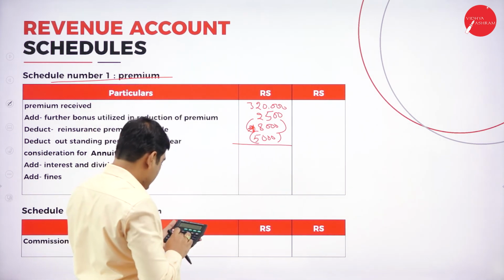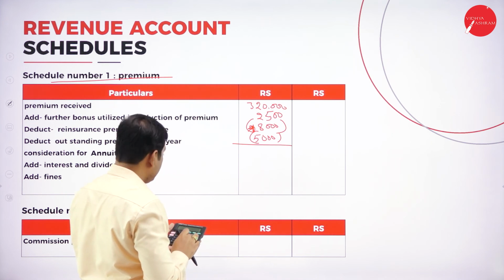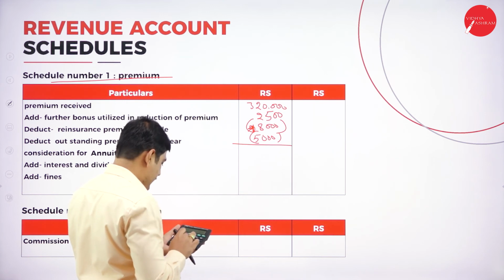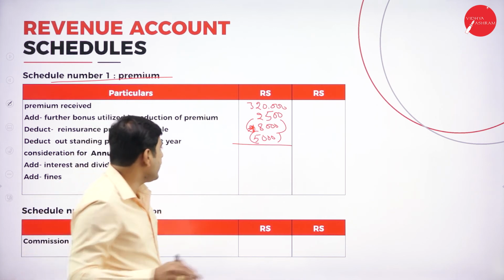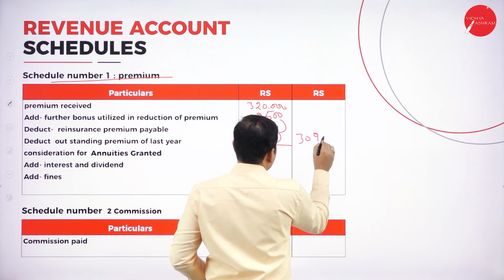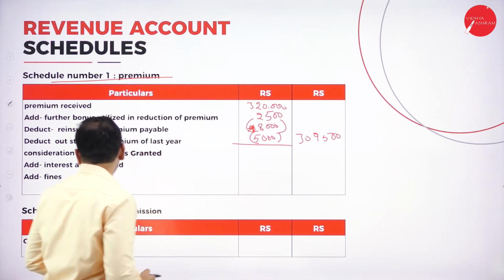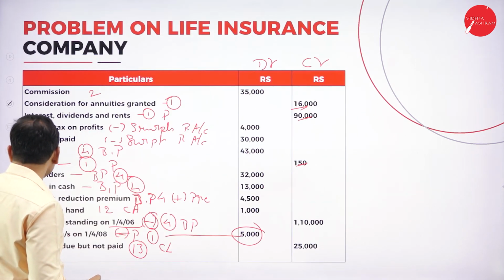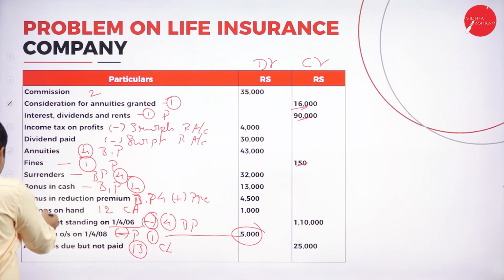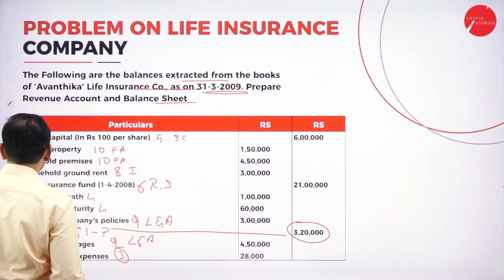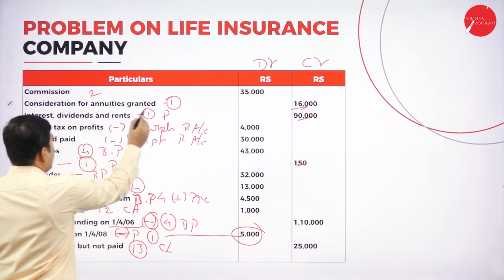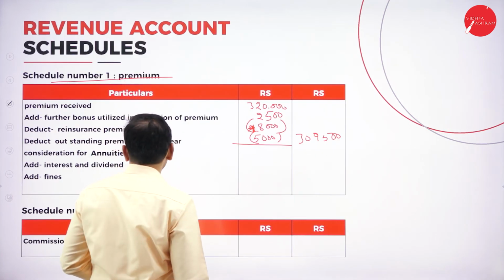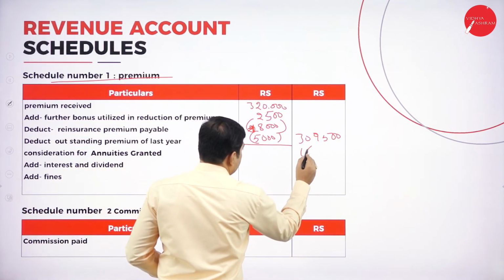Now let's add the amount: 3,20,000 plus 2,500 minus 8,000 minus 5,000 is 3,09,500. Now consideration for annuities granted. Let's look at the question. What is the consideration for annuities granted? We should show it in schedule number 1. It is 16,000.